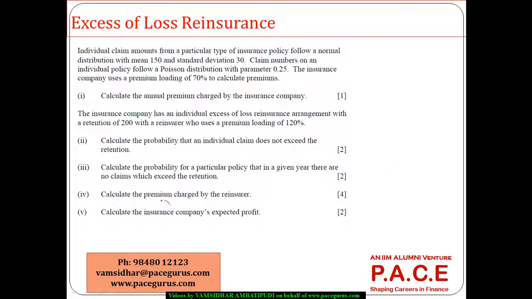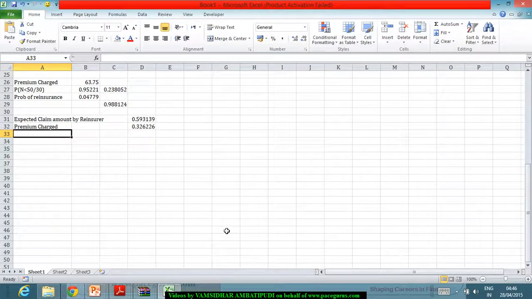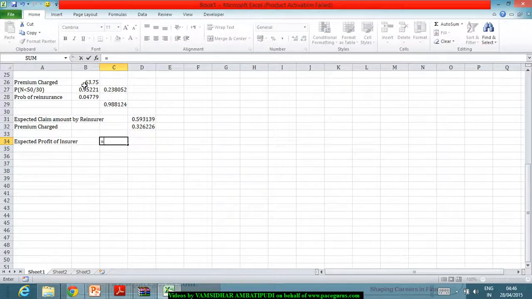So in this whole thing, what is the insurance company's expected profit? So it has an expected premium. Okay, let's see now the expected profit of the insurer. So it has a premium of 63.75. And out of that it is paying 0.32 as the reinsurance premium, and the expected claims.